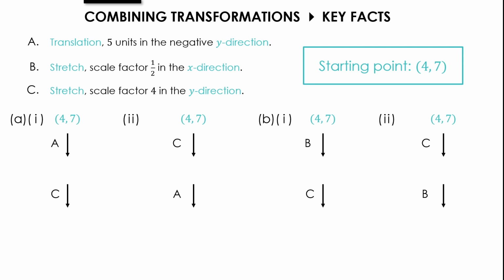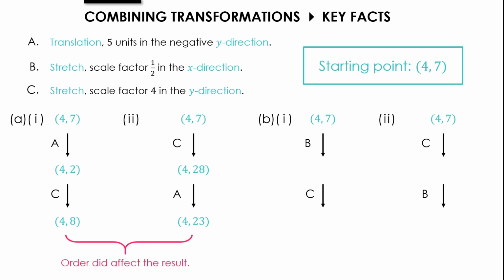Welcome back. Here are my answers for part A. In part A, if we apply A followed by C, we get 4, 8. But if we apply C followed by A, we get 4, 23. So for part A, the order did affect the result. Part B, if we apply B followed by C, we get 2, 28. And if we apply C followed by B, we also get 2, 28. So it didn't affect the result.